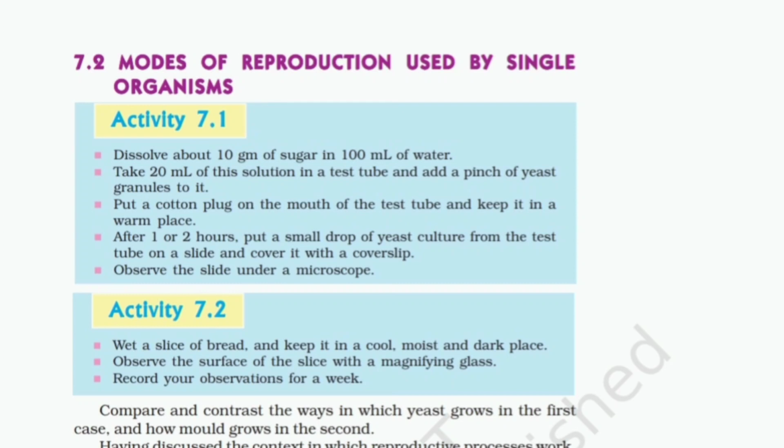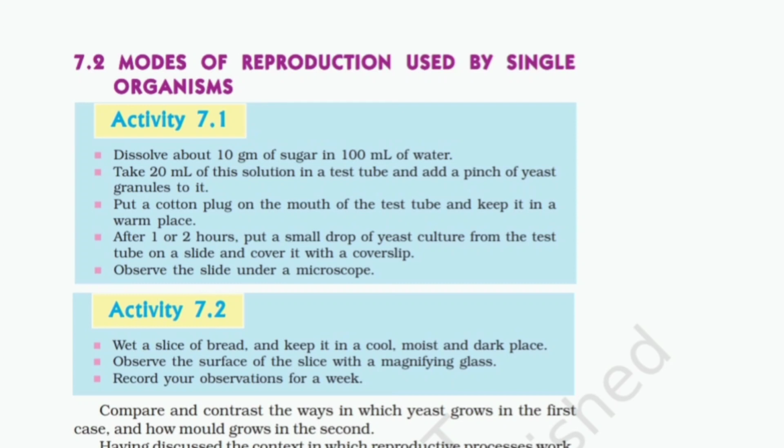Activity 7.1. Dissolve about 10 gm of sugar in 100 milliliters of water. Take 20 milliliters of this solution in a test tube and add a pinch of yeast granules to it. Put a cotton plug on the mouth of the test tube and keep it in a warm place. After 1 or 2 hours, put a small drop of yeast culture from the test tube on a slide and cover it with a cover slip. Observe the slide under a microscope.